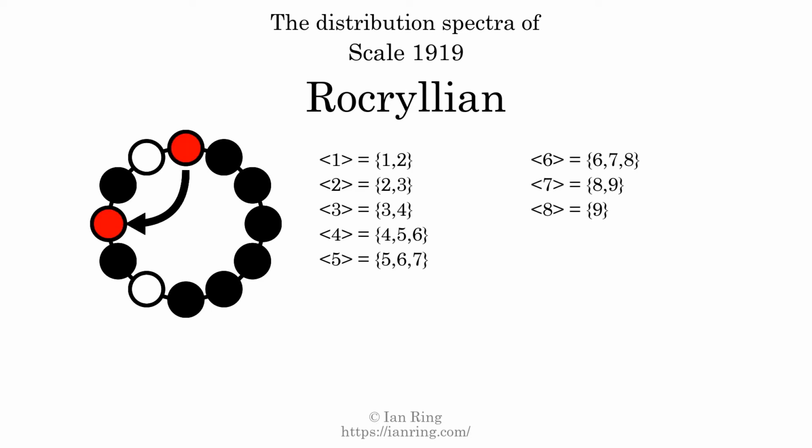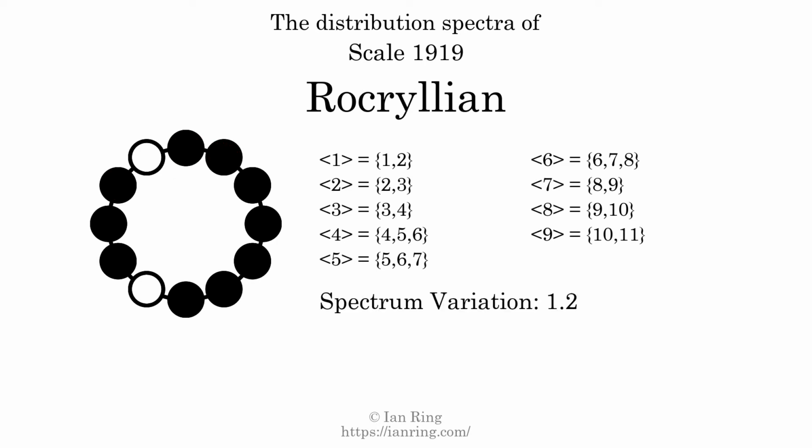9 semitones and 10 semitones. The spectrum width of this generic interval is 1. And finally, the generic interval of 9 scale steps comes in 2 different specific interval sizes. 10 semitones and 11 semitones. The spectrum width of this generic interval is 1.